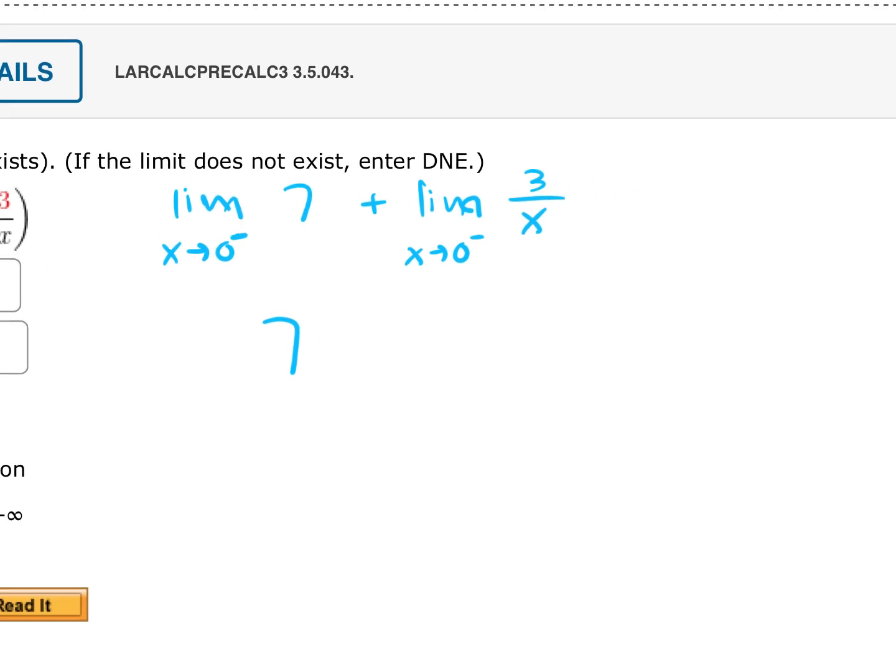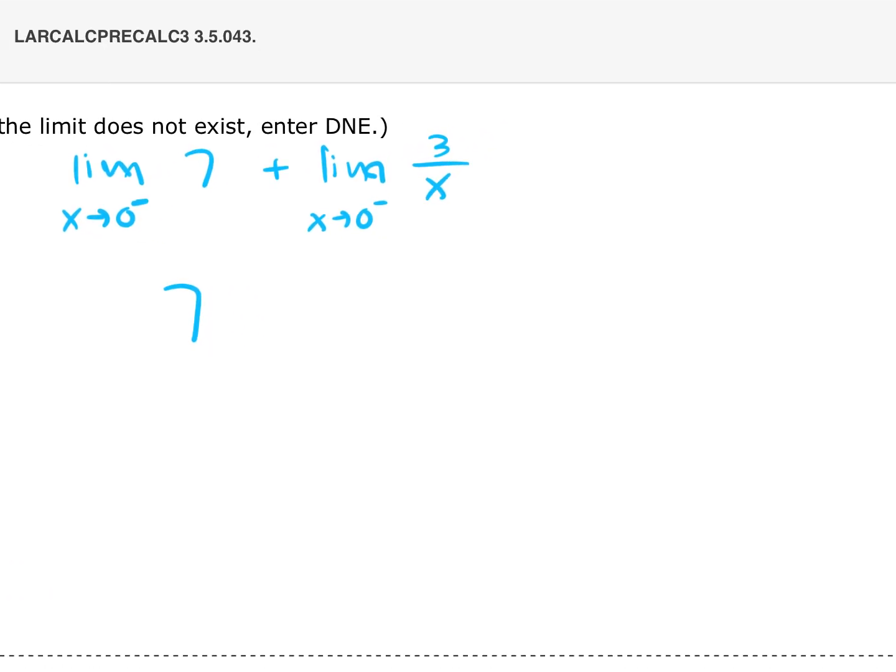Now here, the limit as x approaches 0 from the negative direction. We need to know what our graph looks like. So this is one of those where it boomerangs like this. So from the negative direction, what would our limit be? Negative infinity, perfect. So this would be 7 plus negative infinity, or minus infinity. So that would just be negative infinity.